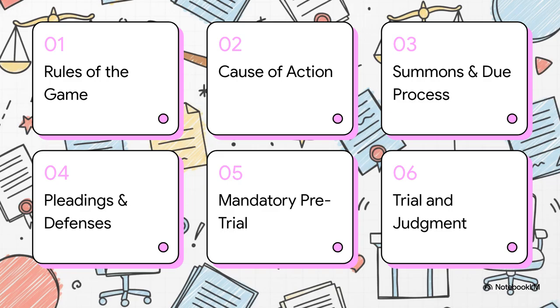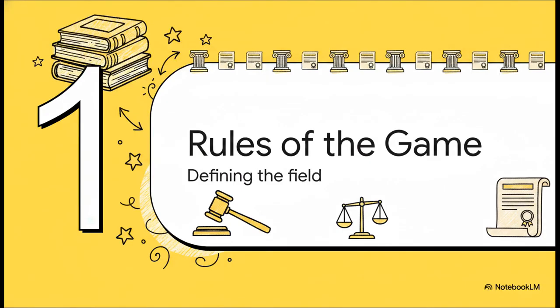We're going to cover 1. The rules of the game, 2. The cause of action, 3. Summons and due process, 4. Pleadings and defenses, 5. The mandatory pretrial, and 6. Trial and judgment. Let's jump right into Section 1, the rules of the game.